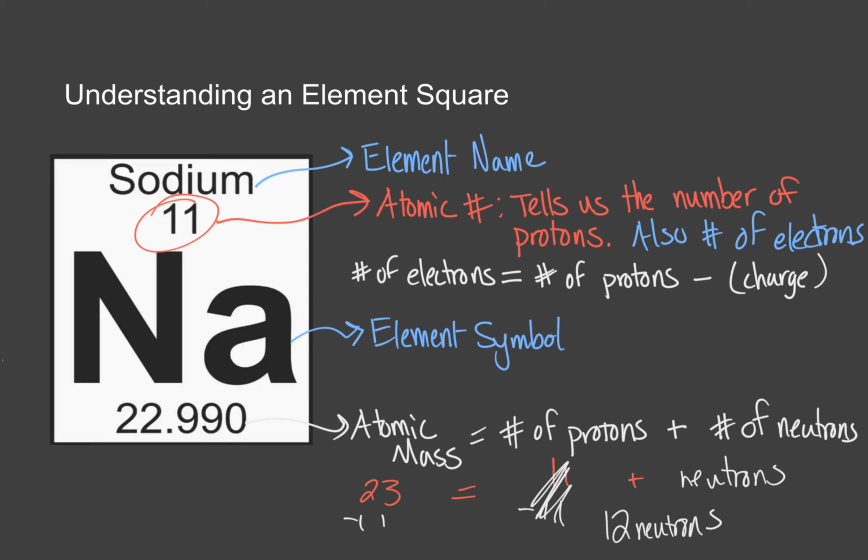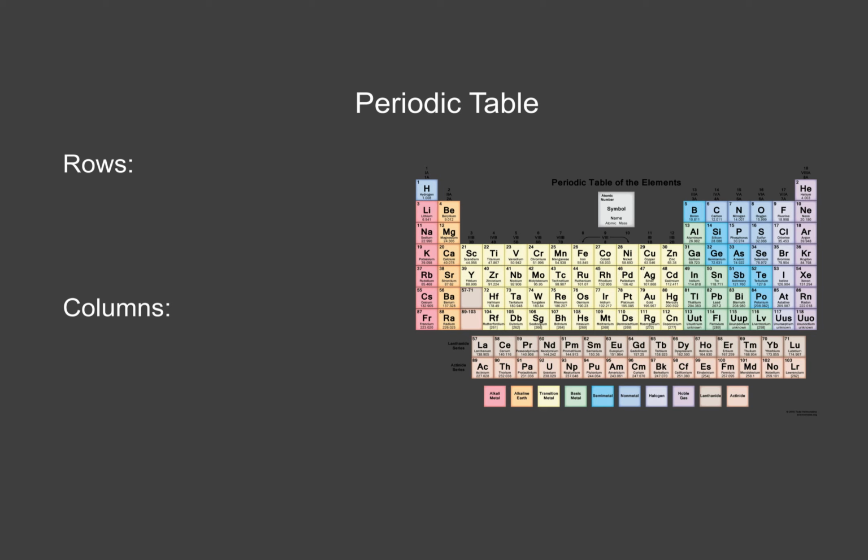So this is going to be a really important video. You can re-reference this anytime you forget what we're looking at, but make sure you have these equations written down, because you should be able to tell me for any element square the number of protons, neutrons, and electrons. Now that we've dived into that, we can actually look at the periodic table.